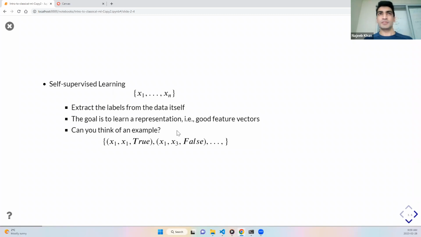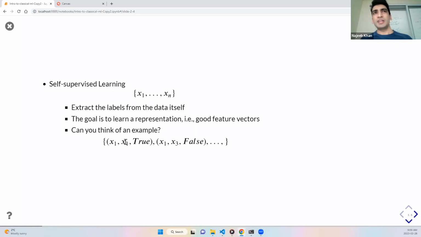And usually the goal of self-supervised learning is to learn a good representation of the feature vectors or the input data. And then you can use that to do some sort of supervised learning task. One example of self-supervised learning I mentioned is that you can have the previous words, and the next word becomes the label for the data. But can you think of any other example where you could extract labels from the data?